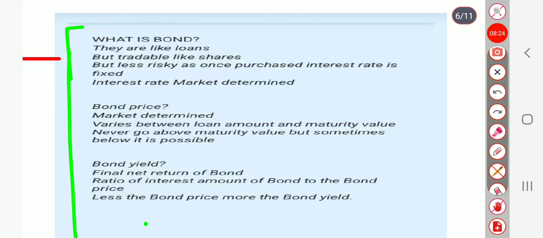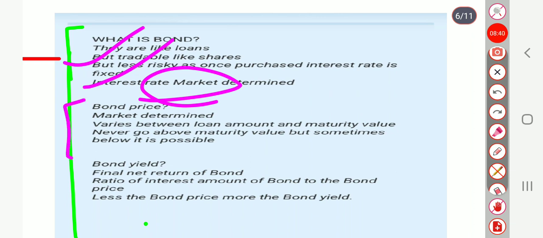Okay, so other than this, we have to discuss that they are less risky and interest is market determined. Market determined in the sense that the market is going to determine the prices of these things, according to demand and supply. Then what is bond price? Bond price will be market determined. It varies between the loan amount, which we already understood. It will never go above the maturity value, because there is a limit over that.